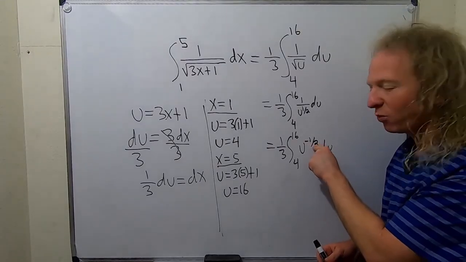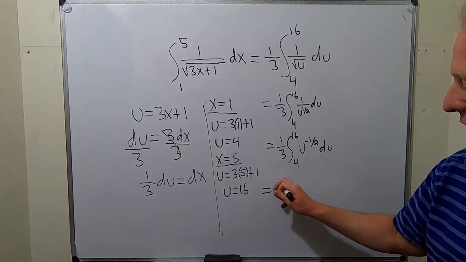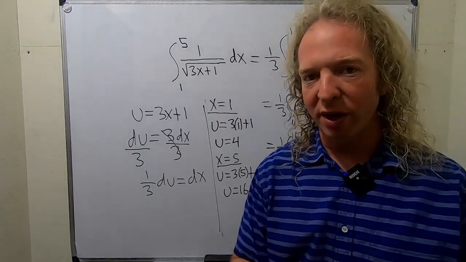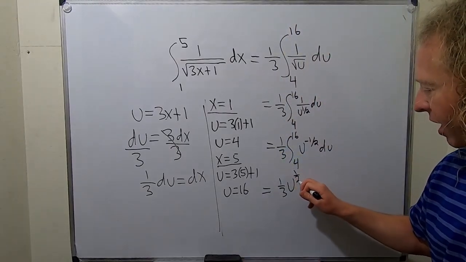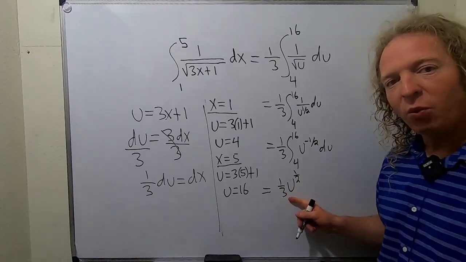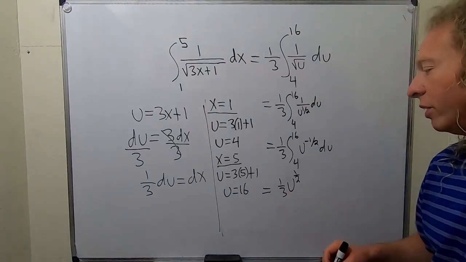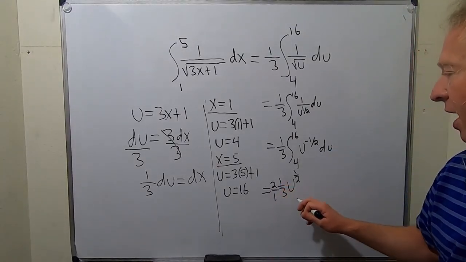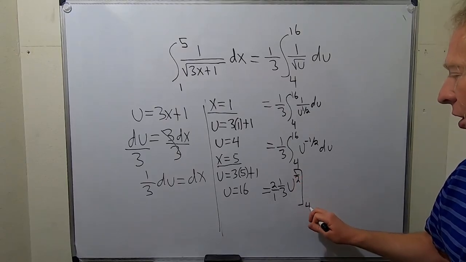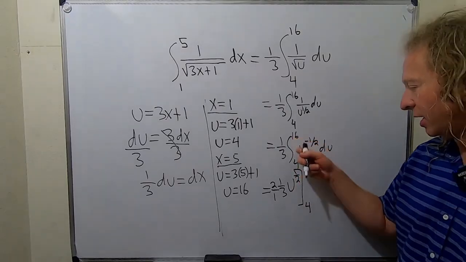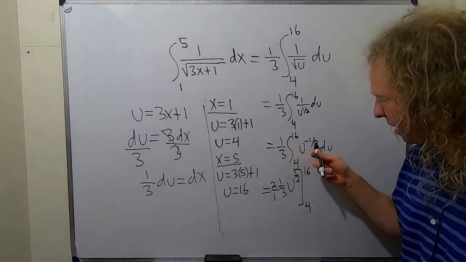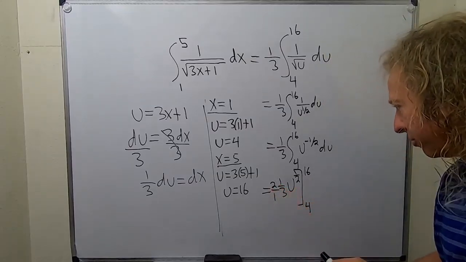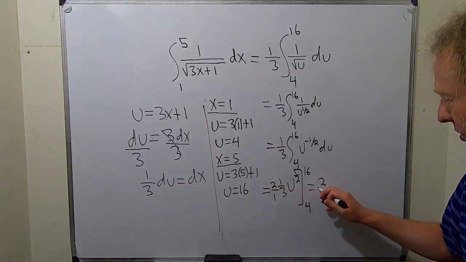Basically, you add 1 and divide by the result. So this is equal to 1/3 u. Negative 1/2 plus 1 is 1/2, so this is u to the 1/2. And then we're dividing by 1/2. When you divide by 1/2, you really multiply by the reciprocal, so 2 over 1. And then we're going from 4 to 16. Again, we add 1 to the negative 1/2, so we get 1/2. We divide by 1/2, but when you divide by 1/2, you really multiply by the reciprocal. All right, let's clean this up a little bit. This is 2/3.